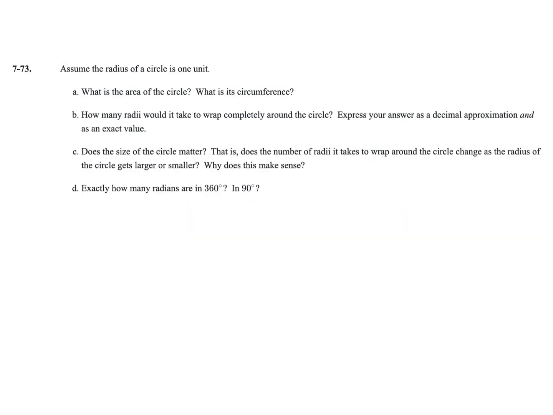So now we're going to get into just kind of using this stuff. It says, assume that the radius of a circle is 1 unit, or just 1. Well, the radius, halfway across, is equal to 1. To find the area, that's just pi times r squared, so that'd just be pi. What's the circumference? The circumference would be 2 pi r, so 2 times 1, so the circumference would be equal to 2 pi.